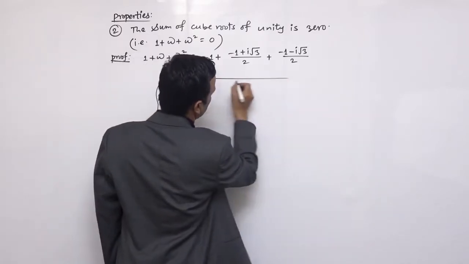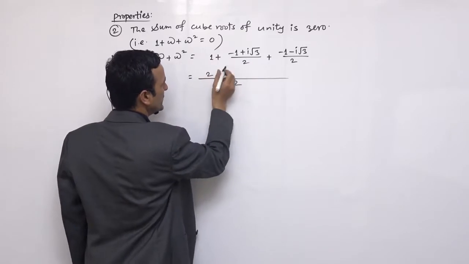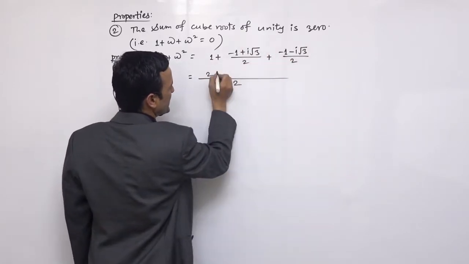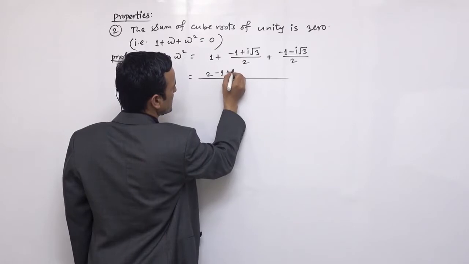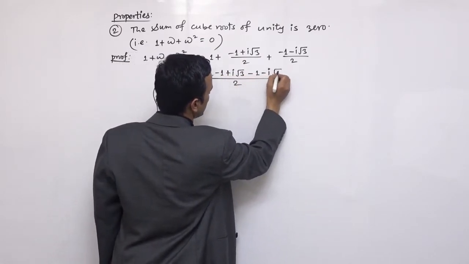If we solve it by taking LCM, now take LCM. 2 1s are 2 and the numerator is same, it remains same, plus I root 3 minus 1 minus I root 3.